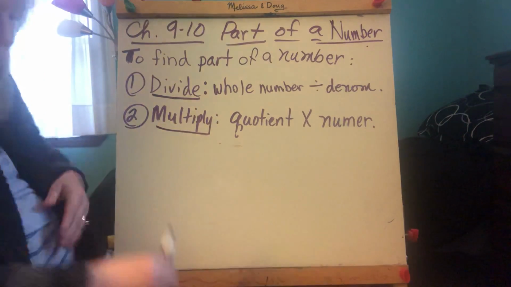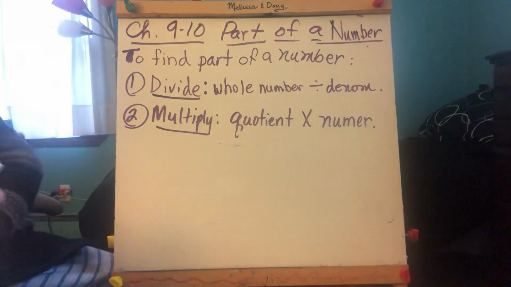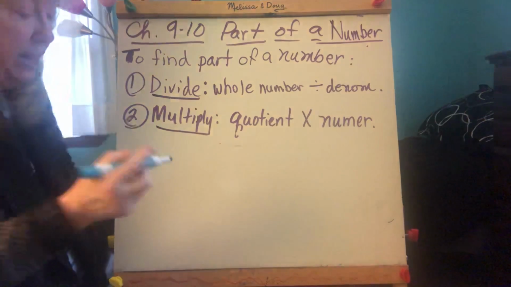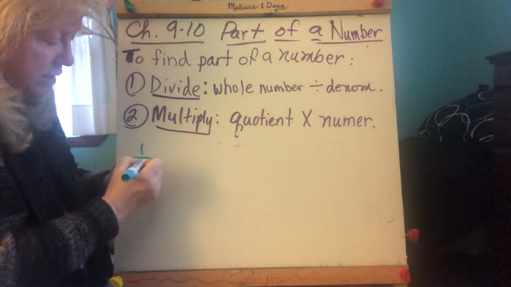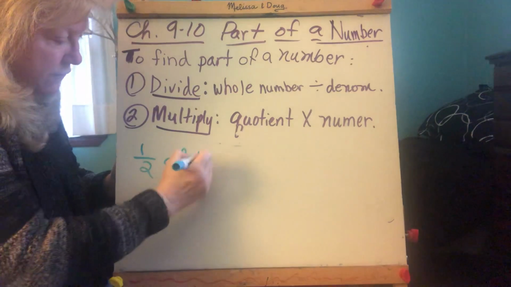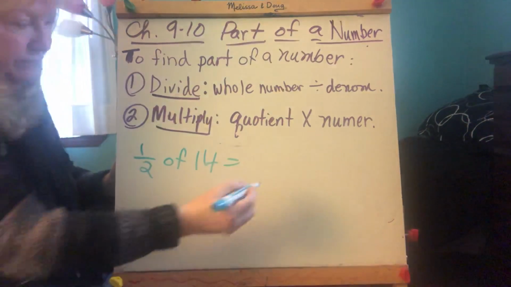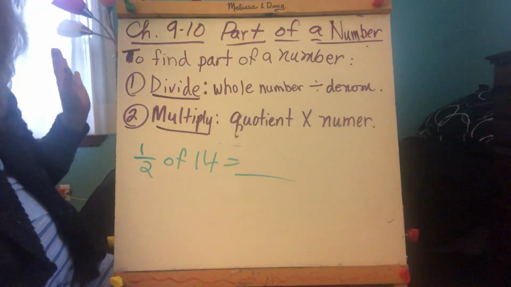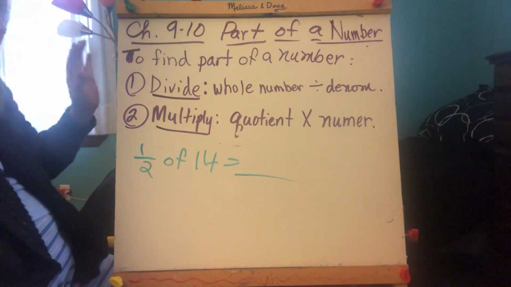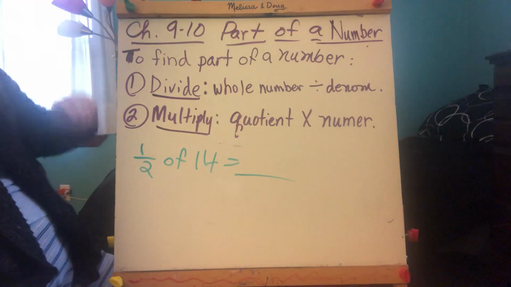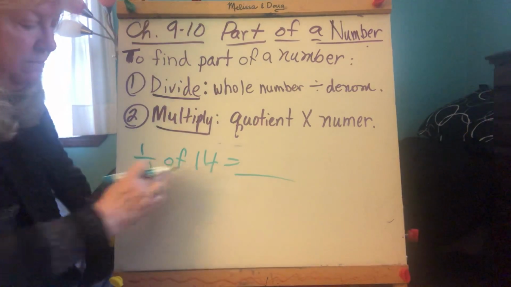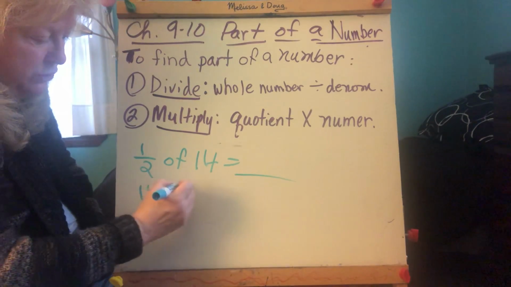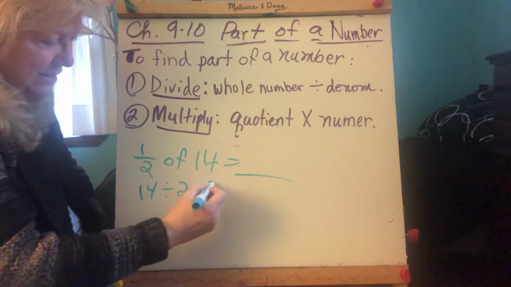And I'm going to change the marker color too. Let's try 1/2 of 14. Now that you could probably do in your head, so you'll know if it's right. 1/2 of 14 equals something. You know it's 7 because you know 1/2 of 14 is 7. But let's do the steps. Divide your whole number by your denominator. 14 divided by 2 equals 7.